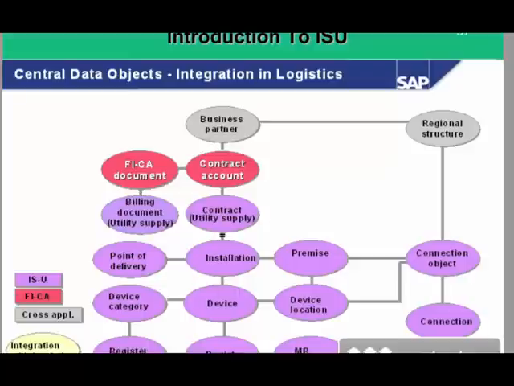Registers are clubbed together into a register group. Device category has one register group. Then device location is linked to the connection object. Connection object has a regional structure. So don't worry about it. As and when you proceed into the respective modules, you will come to know the details of each one of these entities.